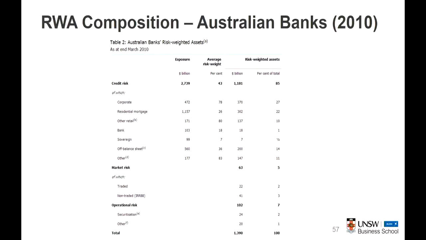So if you look at the mortgages, they have the exposure of about 1.157 billion, so it's over 1 trillion, but the average risk weight is 26%. Which means that risk-weighted assets is only about 302. Corporate loans for Australian banks were 472 billion. Risk-weighted assets was 370. Sovereign, it had about 100 billion of exposure converted into 7 billion of risk-weighted assets. Exposure to banks, also about 100 billion converted into 18 billion. And you can also see that the exposure to securitization was not significant.